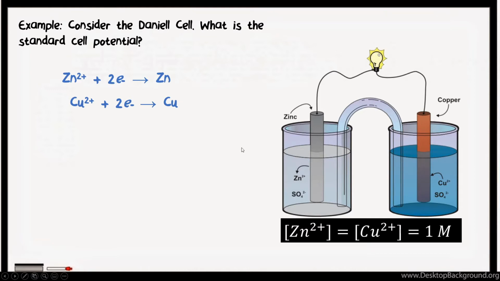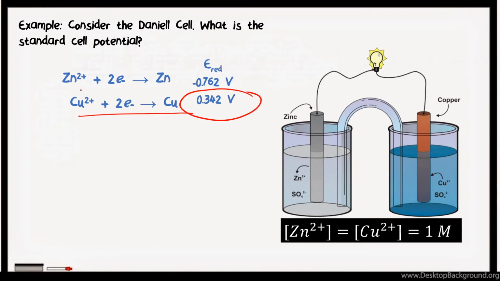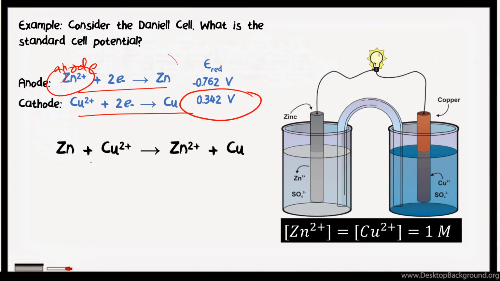The standard reduction potentials for both of these reactions is negative 0.762 for zinc 2 plus to zinc and 0.342 for copper 2 plus to copper. In spontaneous electrochemical cells, the one with the higher reduction potential acts as the cathode. So in here, yung copper natin would act as the cathode and your zinc would become your anode. So this one, ito yung mako-corrode. And since ito yung mako-corrode, mababaliktad tong reaction na to and we'll have the full electrochemical reaction na ganito.